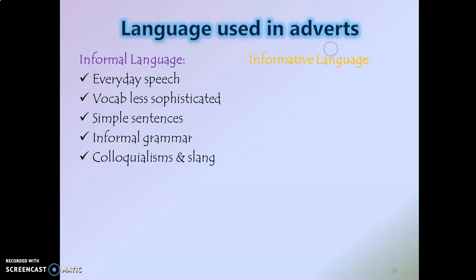So we have different language usages in adverts. We have informal language, and that's everyday speech. It's less sophisticated, simple sentences, informal. There could be some slang in there, and it's very conversational.